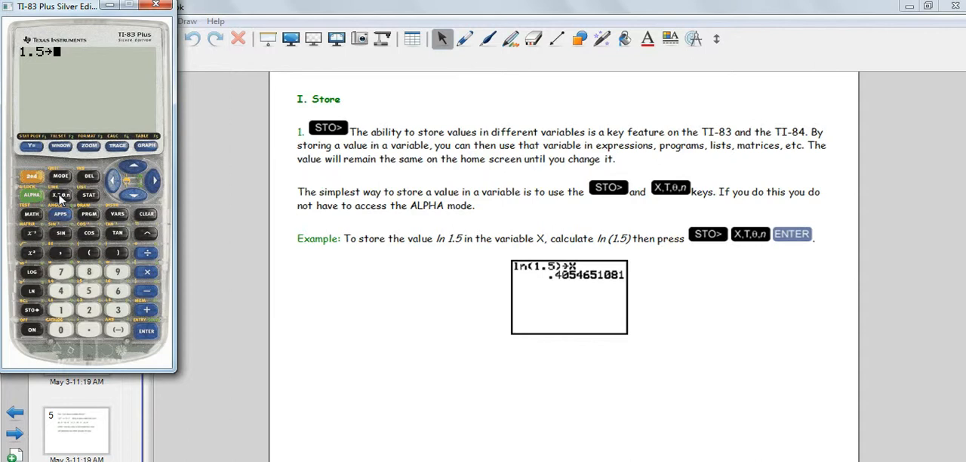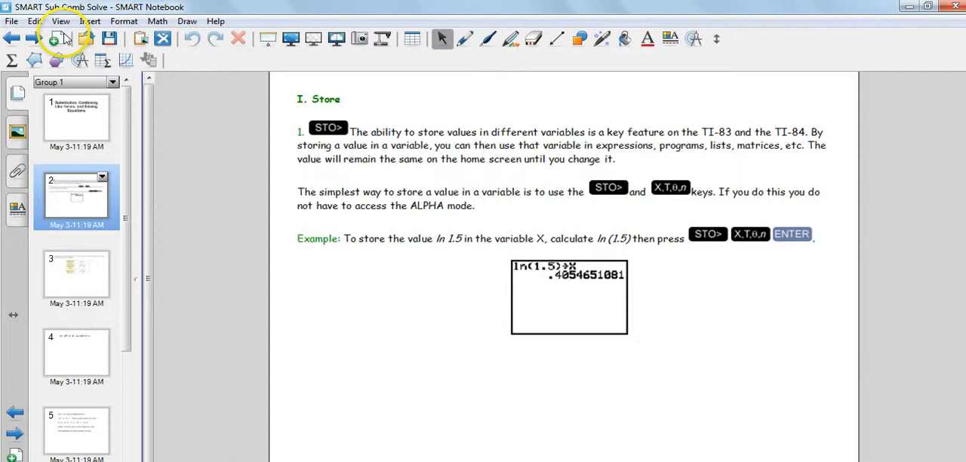However, the X, the T, the theta, and the N, the variable key, is very accessible, so I always use that X. And once you hit enter, now your calculator thinks every time you type an X in the home screen, it really represents a 1.5. So I could easily just go ahead and type the natural log of X, and it's going to think I'm really typing the natural log of 1.5, and that's exactly what it did.